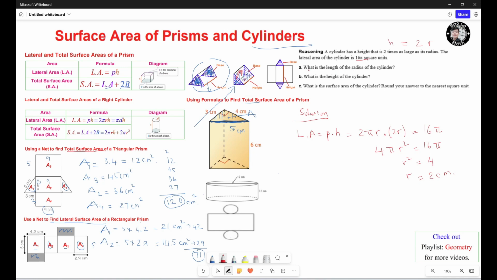Okay, so the answer for question A, what is the length of the radius, is 2. Now B, what is the height of the cylinder? You have the radius 2, you substitute over here. The height should be 4.